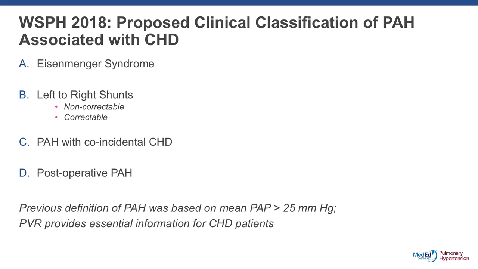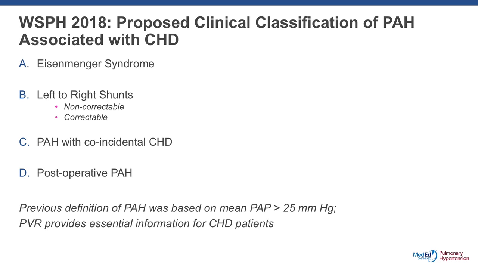So the proposed clinical classification of pulmonary arterial hypertension associated with congenital heart disease can be divided into 4 segments. There are those patients with Eisenmenger syndrome. They have such severe pulmonary hypertension that their shunt flow has reversed and is now going right to left instead of left to right. So that group is obviously a group that can't be repaired surgically.